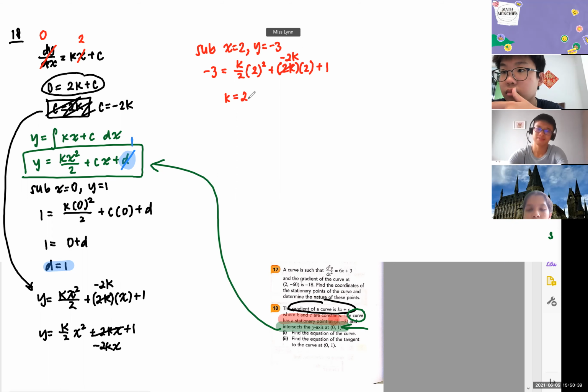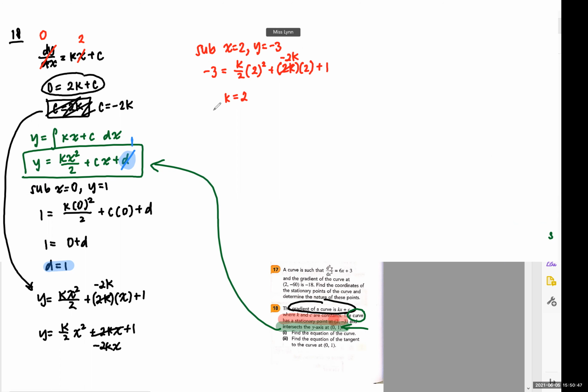Okay, so now we got k is equal to 2. So we can actually sub back into the equation already, right? The y value equation. Okay, so sub it inside and what do we get? Y equals x squared minus 4x plus 1. Ta-da, finish. So that's it for part 1. We found the equation already.